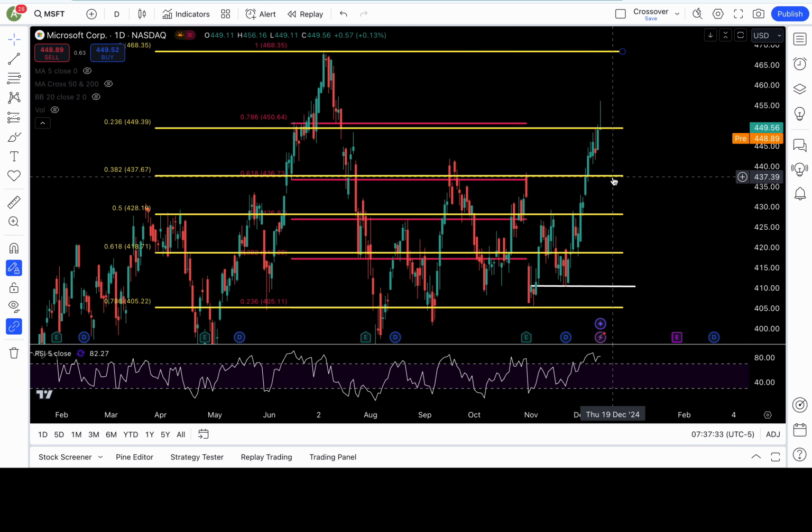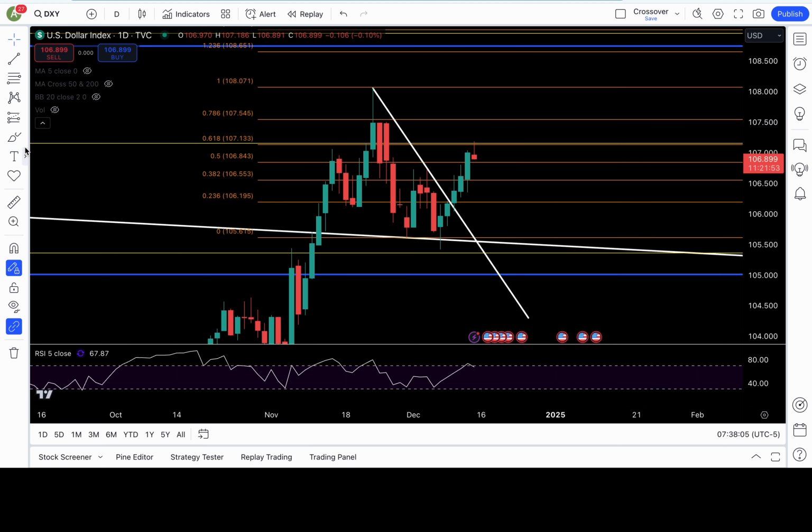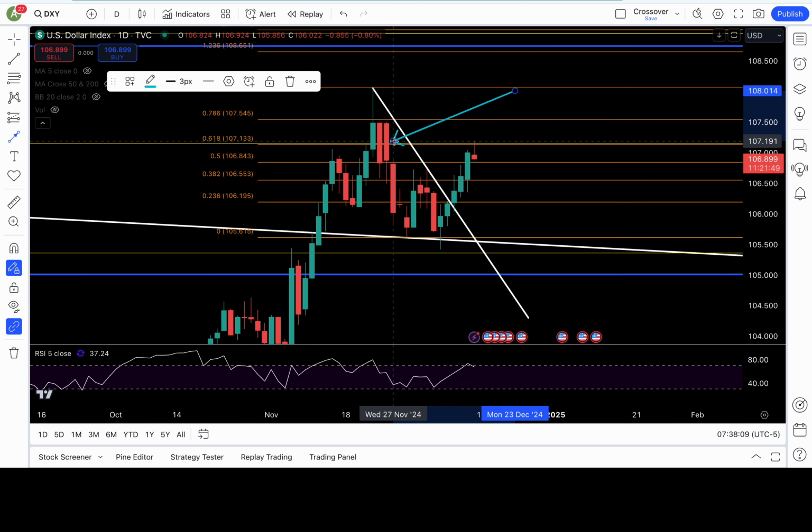DXY, gotta be careful here, okay? Here's why. We retested my 107.1 level. As you guys know, that was one of the levels I've been watching. We had a breakdown of that level back on November 27th. Today, guys, we are back testing it as resistance, not necessarily bullish price action, unless DXY can clear 107.1 and put 108 in play.